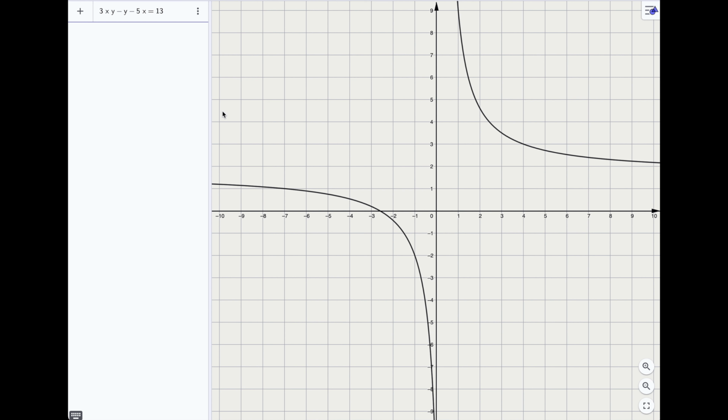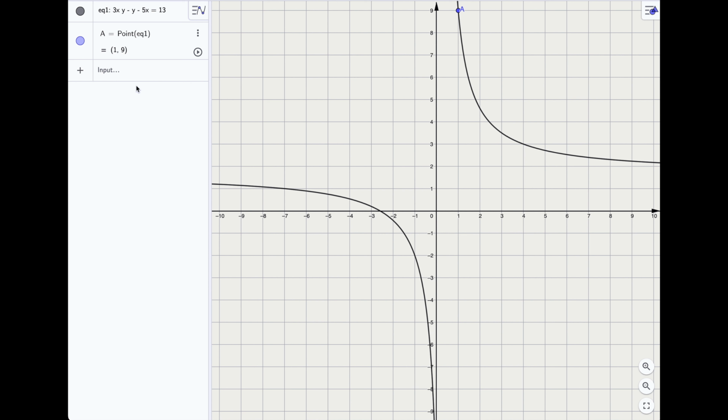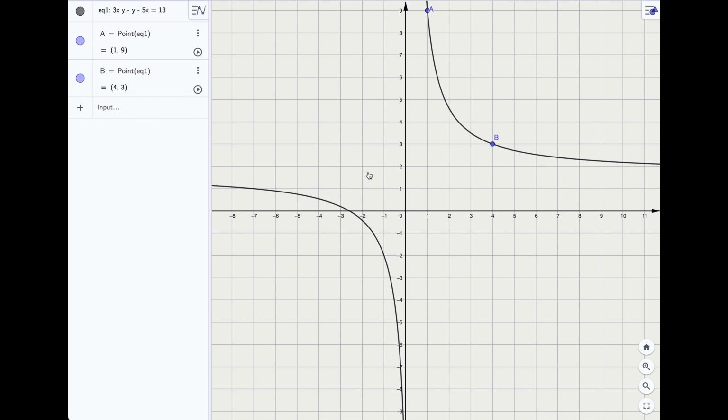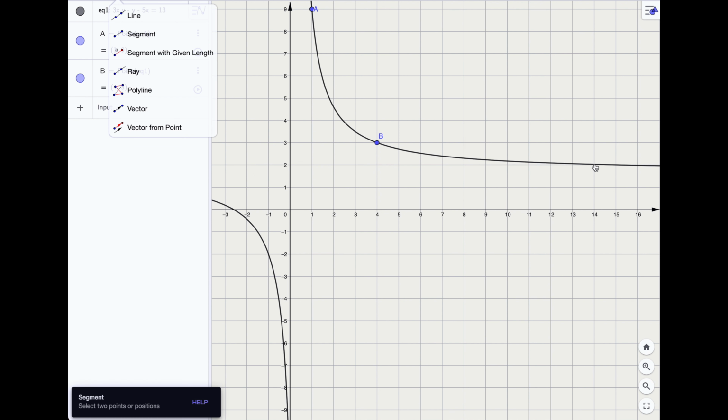And then the points that we got are just 1 and 9, which is one of them is here. So if I pinpoint this point, that's one of them, it's 1, 9. And the other one is 4 and 3, so it's here. And then the other one is 15 and 2. So I have to move this a little bit to the right so that you can see 15 and 2. As you see, it's here. Okay, 15 and 2.